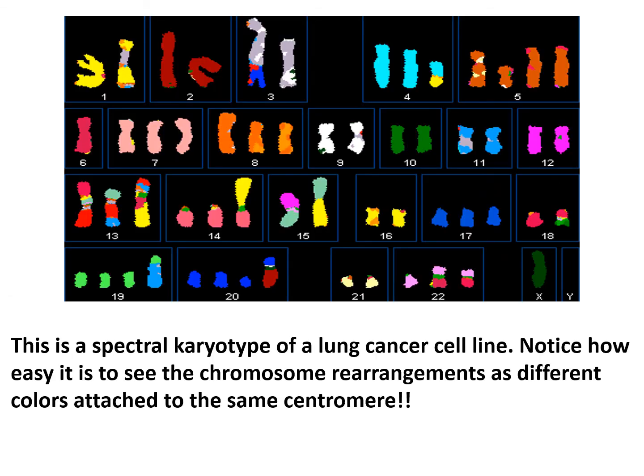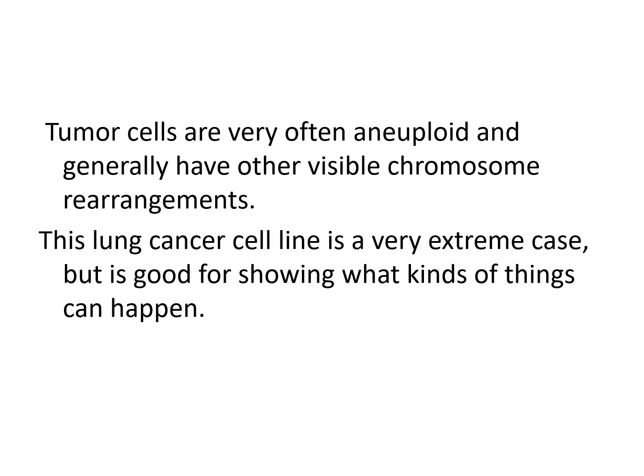Okay, here's a spectral karyotype of a lung cancer cell line, and you can see how outlandishly aneuploid and messed up these chromosomes really are. You can see the rearrangements very clearly by the colors and the different numbers of chromosomes. There's some trisomies and there's a bunch of translocations, and it's a clear mess. And it's obvious that this poor cell line has undergone many, many rearrangements to generate a karyotype that's as abnormal as this. This is not an extreme case, but tumor cells are very often aneuploid and generally have other visible chromosome rearrangements.